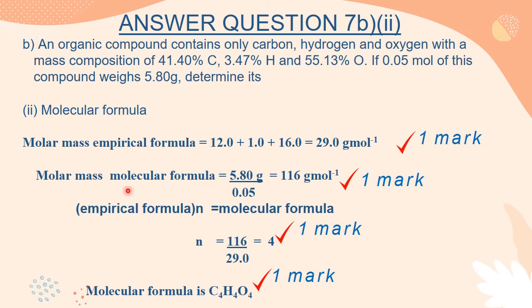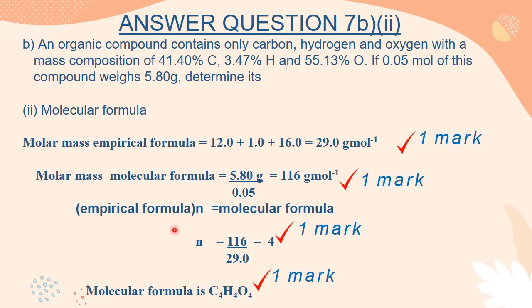Before this we know mole equals mass over molar mass. Now we already have mass and mole. From the question we have the compound weight and the number of mole. So from the question you can calculate the molar mass of the molecular formula. So the molar mass for the molecular formula is 116 gram per mole.